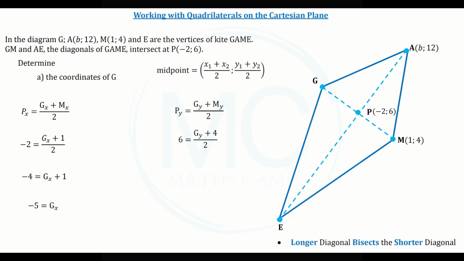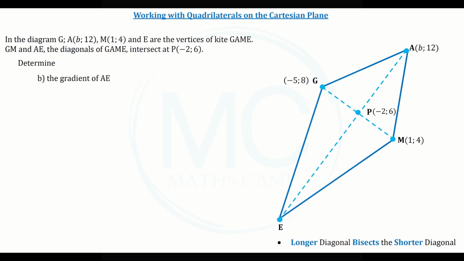Now we can multiply both sides by 2, and we see that 12 is equal to the y-coordinate of G plus 4. Let's subtract 4 from both sides, and we see that 8 is the y-coordinate of G. Now G has got an x-coordinate of -5 and a y-coordinate of 8, and we can write our answer down here. Let's write the coordinates of G on our diagram as well, and now we can move on to part B. Determine the gradient of AE.